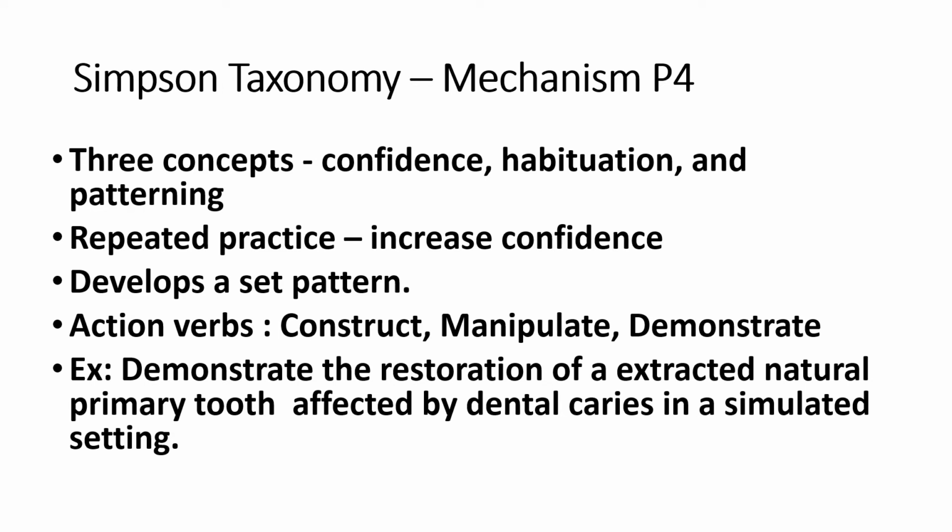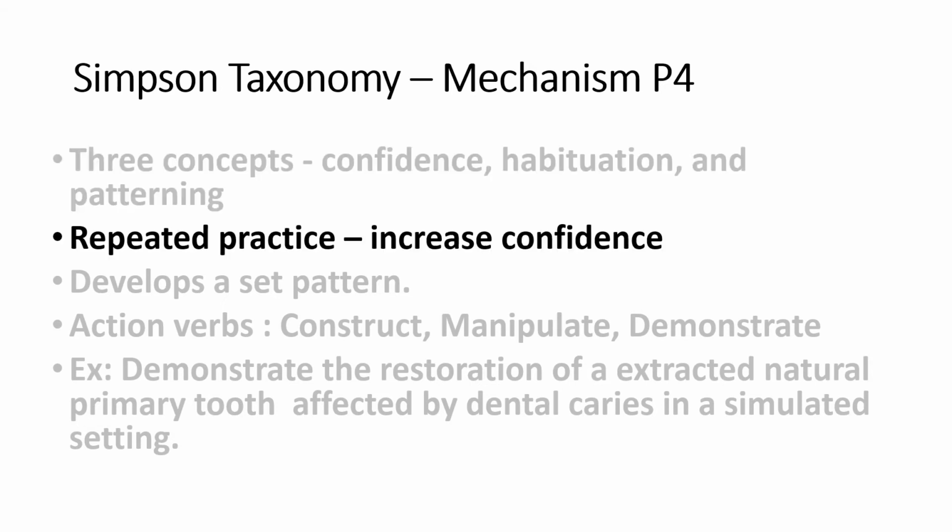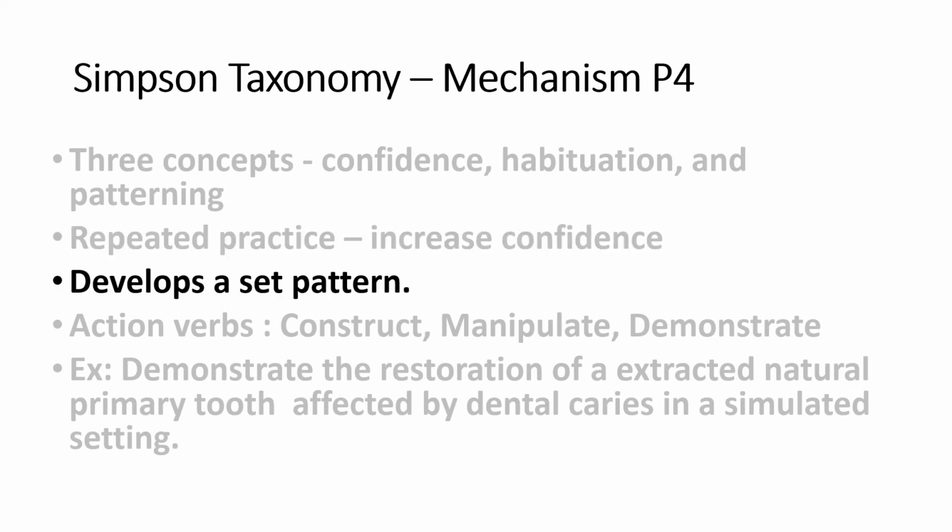The fourth level, P4, mechanism. The three key concepts in this level of learning are confidence, habituation, and patterning. Following learning in the previous stage, P3, repeated practice or habituation leads to increased confidence in the learner. The learner develops a set pattern in performing the skill and reaches a comfort level that can be relied on for future performance of the skill or activity.